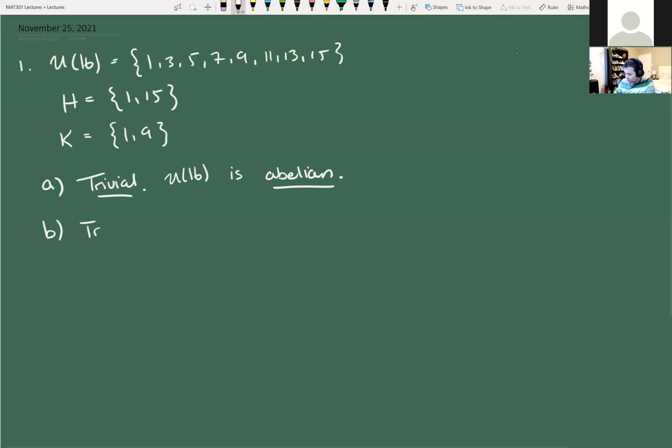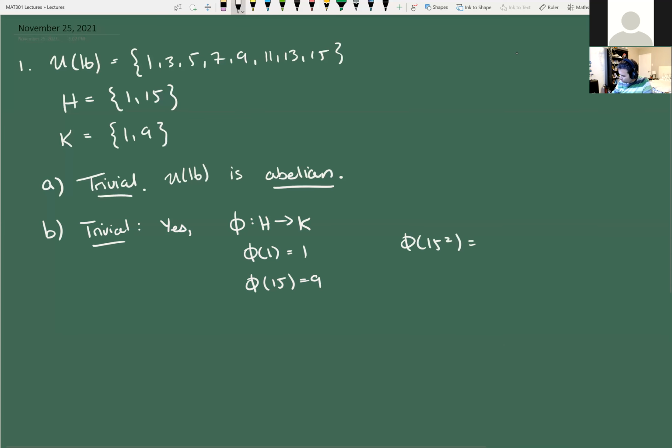B, also trivial. Maybe I'm being mean here, though, because maybe it doesn't seem trivial to you. Why are H and K obviously isomorphic? No one's brave enough? That's fine. First of all, you can just write down the isomorphism. That's the only thing it could be, because you need to bijectively map, and the identity has to go to the identity. So 15 has to go to 9.